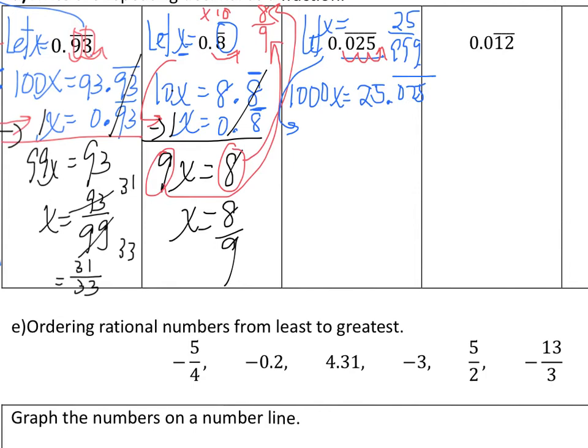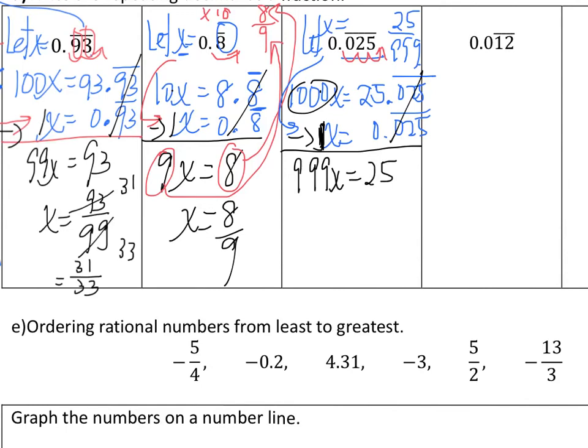So I would get x equals 0.025. Alright, and then let's do some subtraction. 1,000 minus 1 is 999x. Cancel. 25. X equals 25 over 999, and that's it.